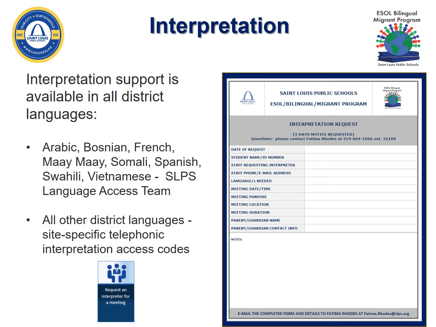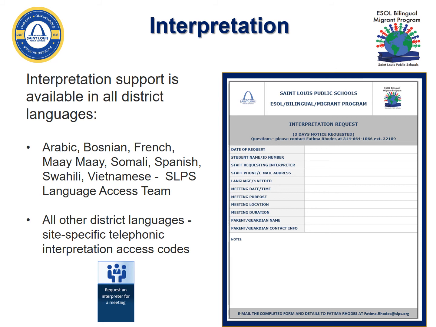Interpreter support is available in several district languages: Arabic, Bosnian, French, Mai, Somali, Spanish, Swahili, and Vietnamese are available for interpretation support through the District Language Access Team. Schools can contact interpreters directly either via email or phone to request their assistance.